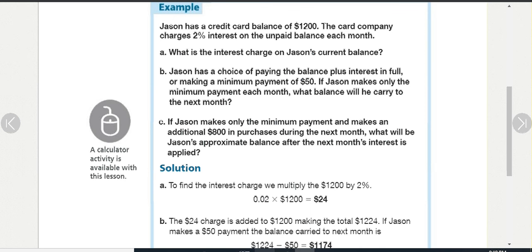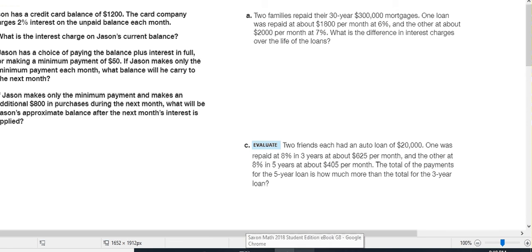Here's our example problem. I got it over here in my other spot. Hopefully you can see the full problem and nothing's cut off. If Jason's got a credit card, as long as we're talking about credit cards, his balance is $1,200, meaning he hasn't paid this part over the course of the last few months. He owes the company $1,200 yet in purchases he hasn't paid back. They charge 2% on that unpaid balance every month. So what is the interest charge?